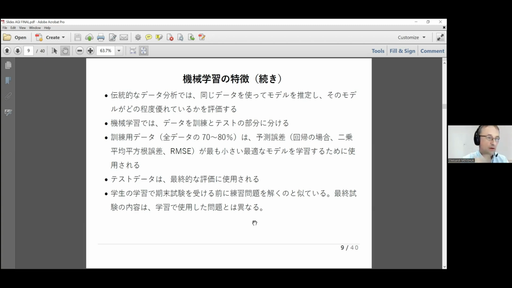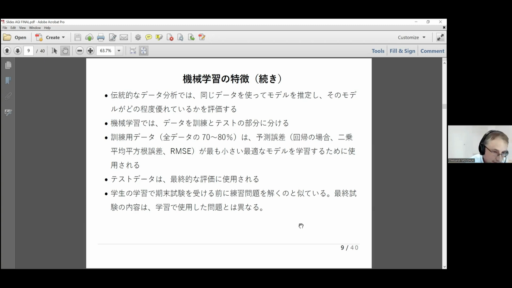But after we calculate the root mean squared prediction residual on the training data set, we haven't finished yet, because the final evaluation is done on the test data set, the remaining 20–30%, and only if the model performs very well on the part of data which was not used for model search is the model judged as a good one.